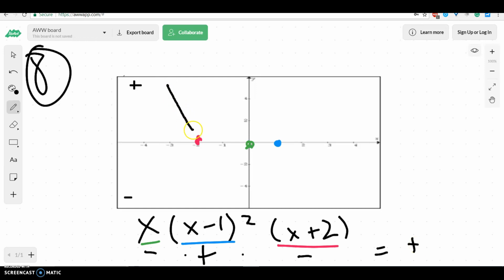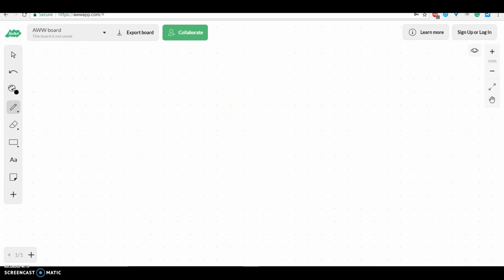I'm going to go down to this point. And then I look at what shape this makes, and this makes a line, so it's going to go straight through. I look at what shape this makes, and that makes a line, so we go straight through. I look at what shape this makes. Oh, it's a quadratic, so it's going to U. And there would be my graph for number 8.